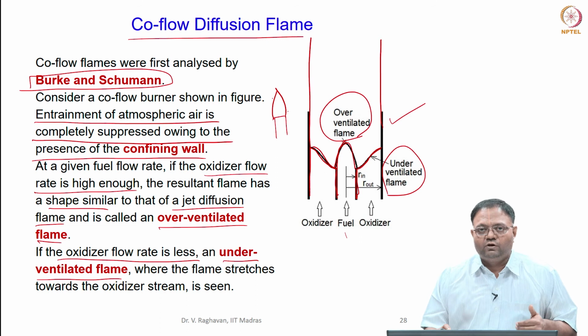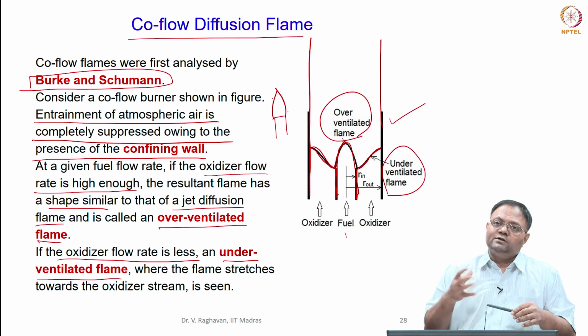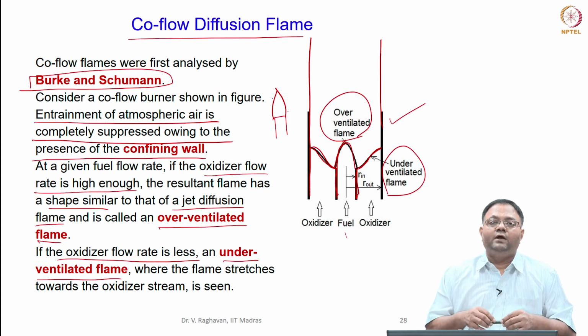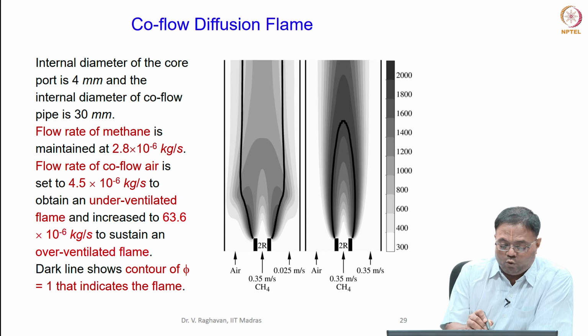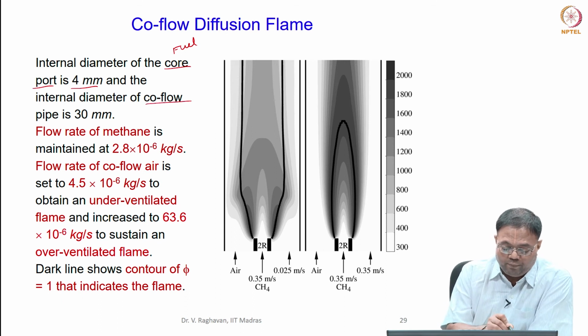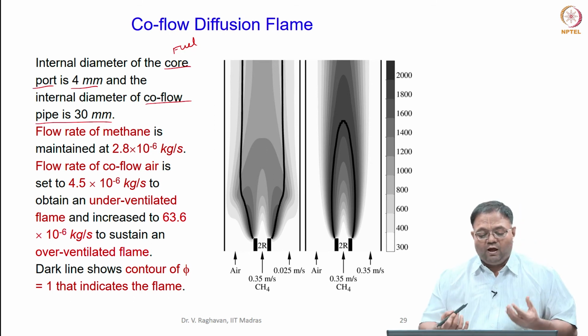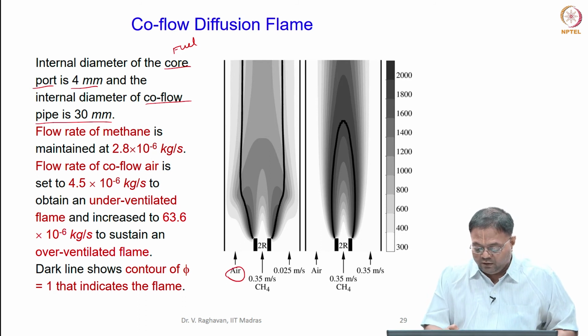So we are supplying oxidizer in a forced convective manner, plus we can control the shape of the flame by just controlling the flow of fuel and oxidizer. So this is the numerical simulation of such a flame. Here, the core port, that is the fuel port, is of 4 mm inner diameter, some wall thickness may be there, 1 mm, and you can see the co-flow pipe diameter is 30 mm. So it will have some annular space. Within the annular space air is supplied.